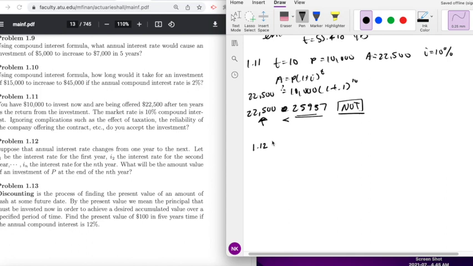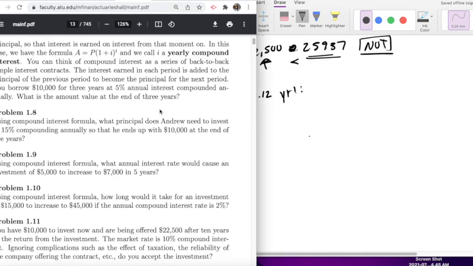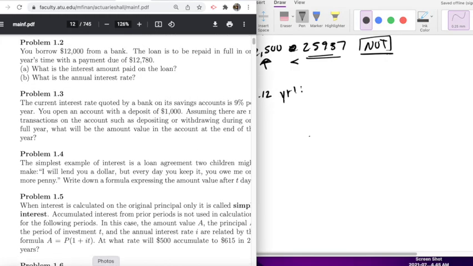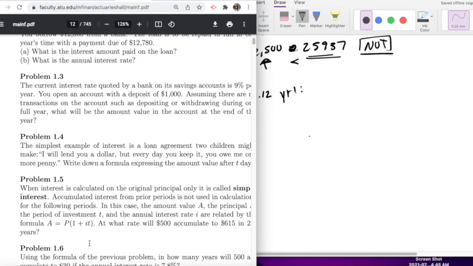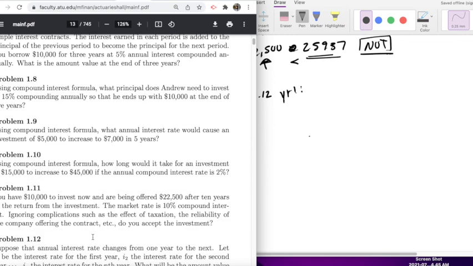Let I1 be the interest rate for the first year, I2 be the second year, and so on. What will be the amount value of an investment of P at the end of the nth year? So how I would think about this is, for year 1, it's basically just a simple interest rate, right? So that we learn to be P times 1 plus I1.